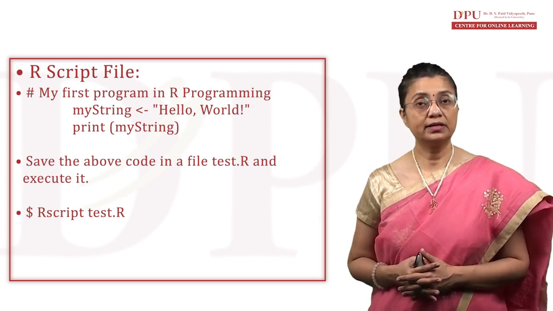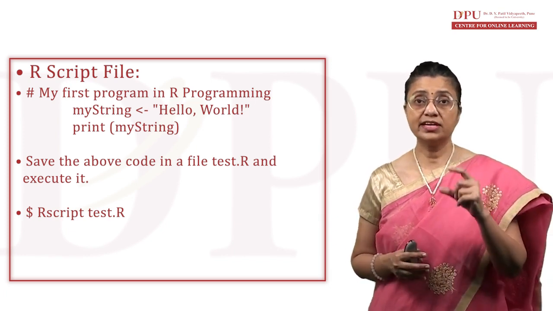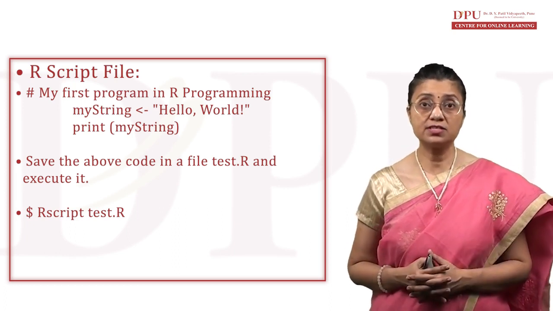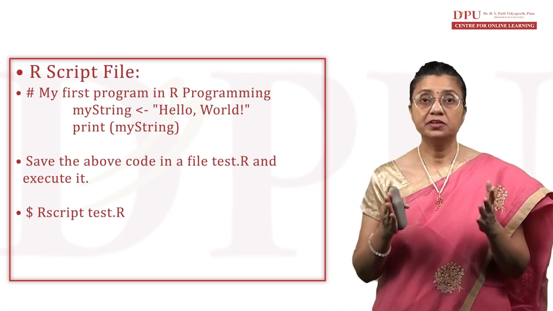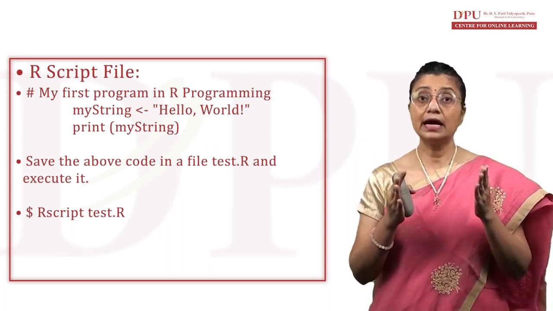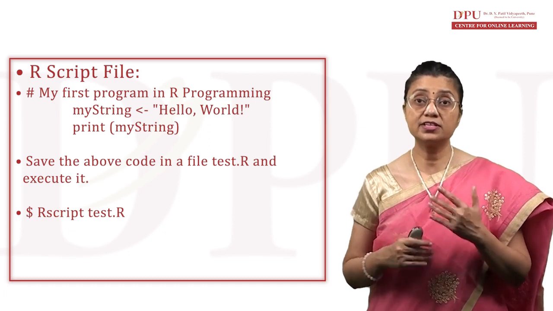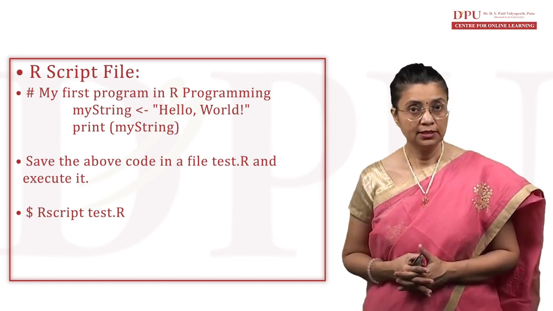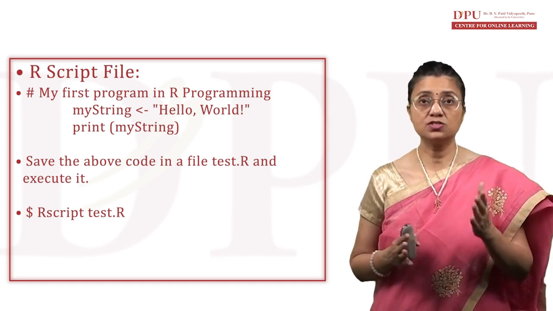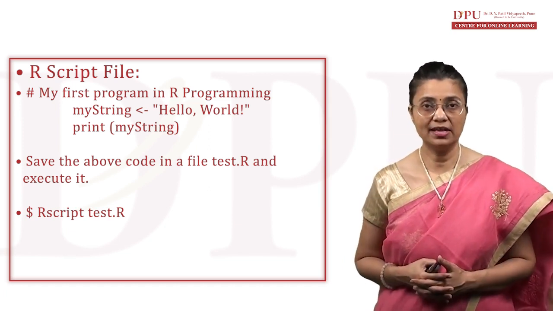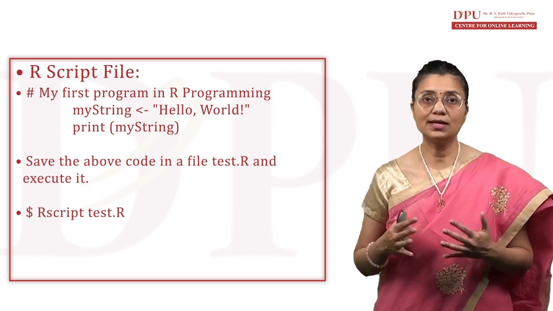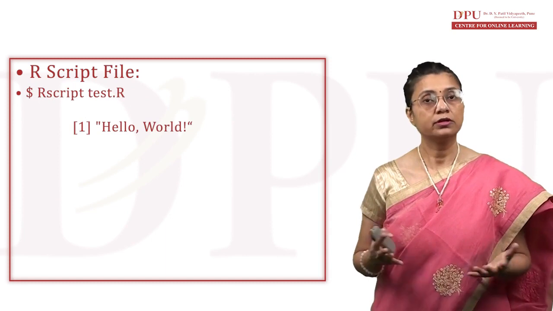Save the above code in a file test.r. So I have saved this in test.r and now I'm executing it. See how I have executed the file. I have written $ Rscript test.r. Rscript is the command which will execute my R file. Test.r is the R programming file which I've written and I'm calling test.r. The moment I call test.r, I get the output hello world.